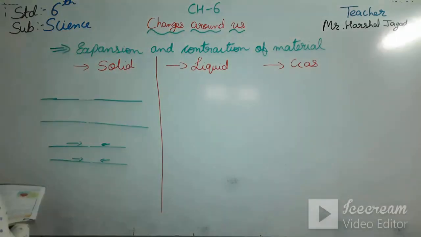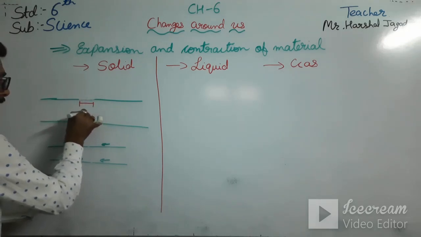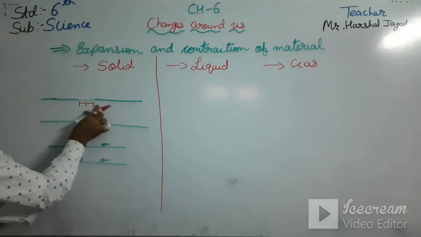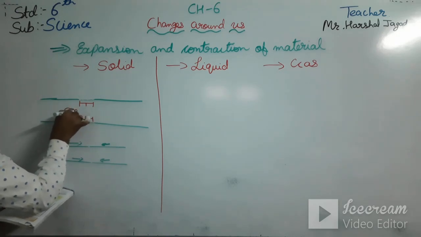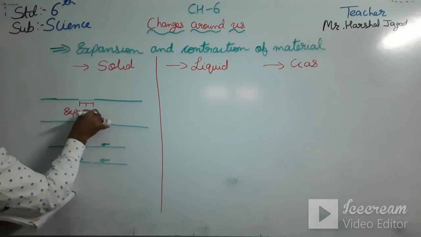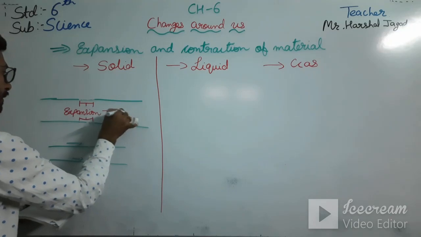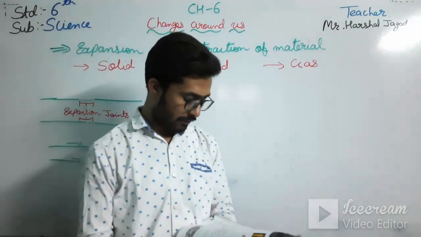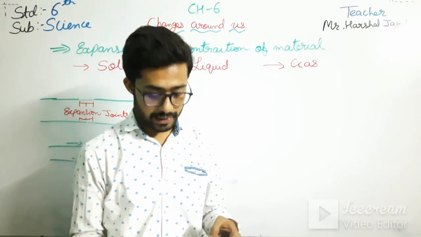So the gap between these is known as what? The gap is expansion joints. So this gap is known as an expansion joint. This allows space for expansion of the rails in hot weather, thus preventing a crack.